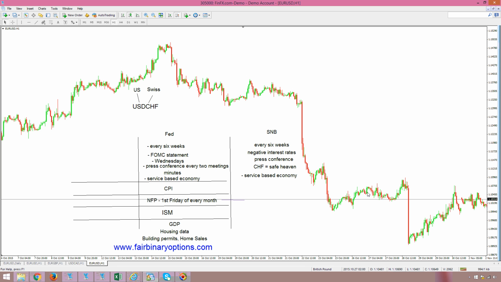Stay tuned for the second part to check out the things to look for when interpreting the US dollar, or when trading the US dollar and Swiss franc.